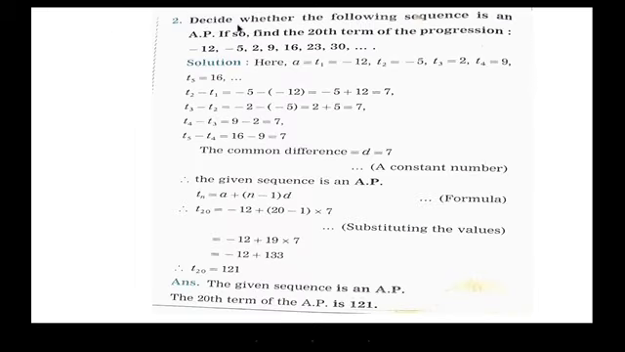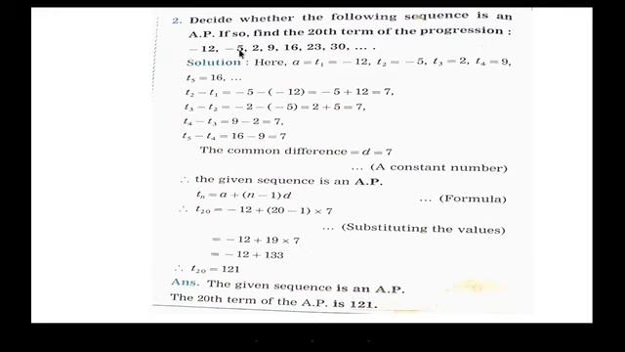Second question. Decide whether the following sequence is an AP. If so, find the 20th term of the progression. Now, we have studied that the given sequence is an arithmetic progression if the difference between any two consecutive terms is constant. So we find the common difference from this sequence, and if it is constant, that means it is an AP, then we find the 20th term. So here the first term A is minus 12, T2 is minus 5, T3 is 2, T4 is 9 and so on.